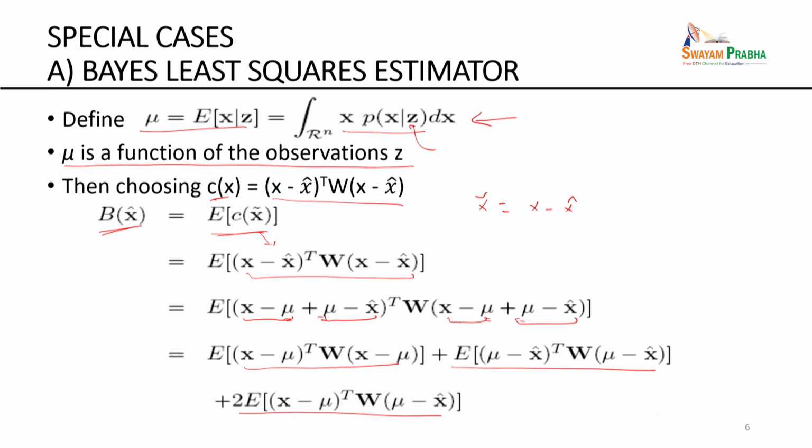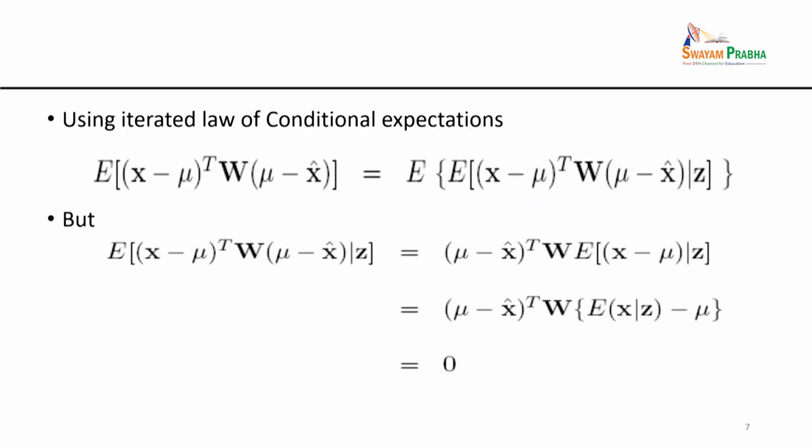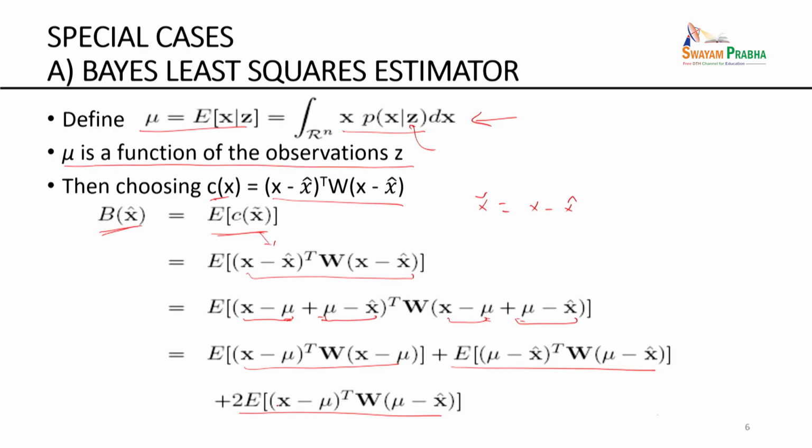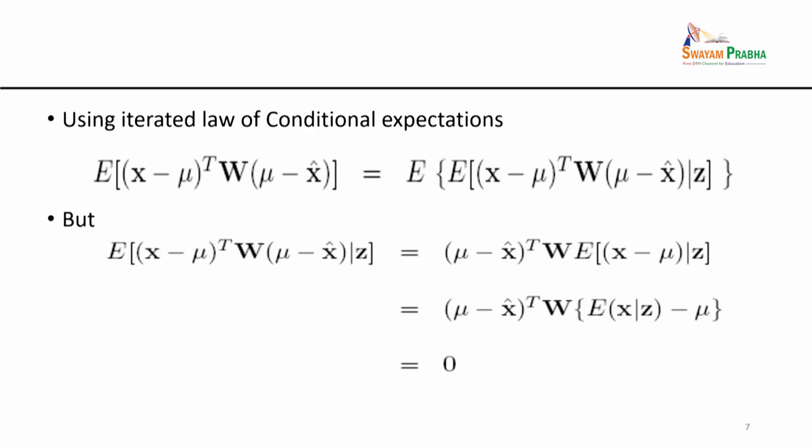Now I am going to manipulate this cross term. So look at this now. That's a cross term, (x minus mu) transpose W (mu minus x hat). So that is the iterated law of conditional expectation. By the iterated law of conditional expectation, what can I do? I can compute the expectation given z, and then I can recompute the expectation with respect to z.